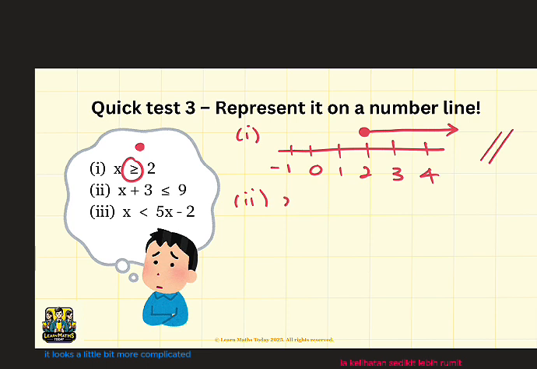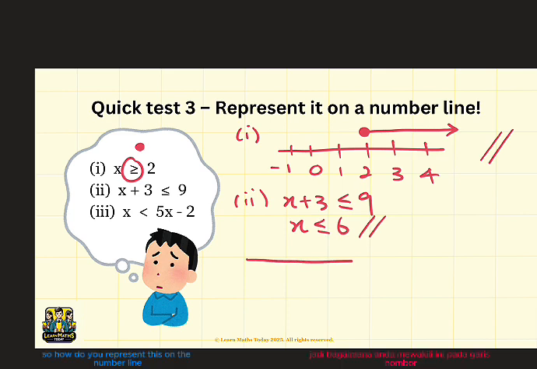It looks a little bit more complicated. So when we see equations like this, we have to solve for it first, then we can draw it on the number line. So from what we learned just now, we have to isolate the x. And we isolate it by minusing 3 on both sides to get this. So how do you represent this on the number line? You just write out the numbers.